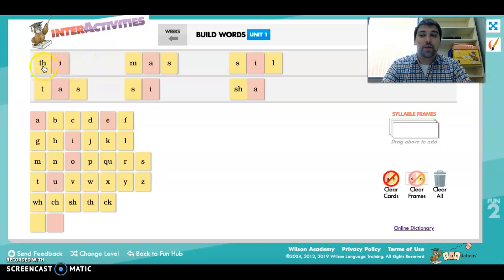So this one is going to be thick, mask, milk, ask, task, right? They're all ending in k, but we need to figure out, is it the CK that goes at the end, or is it going to be just the K, all right?